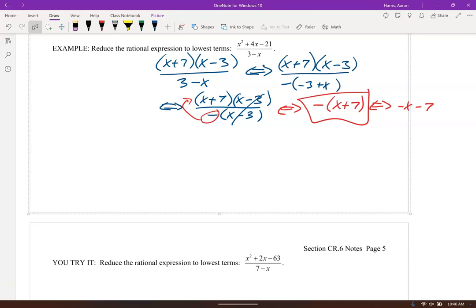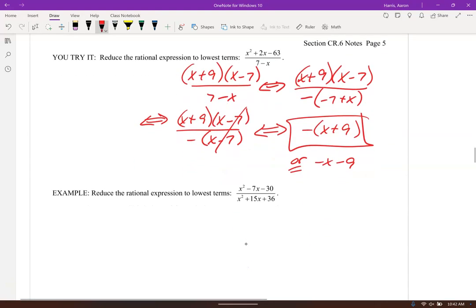Let me have you guys try that one right there. Go ahead, check yourself on that one. End up with negative quantity x plus 9 or negative x minus 9. Same thing on that. Okay.